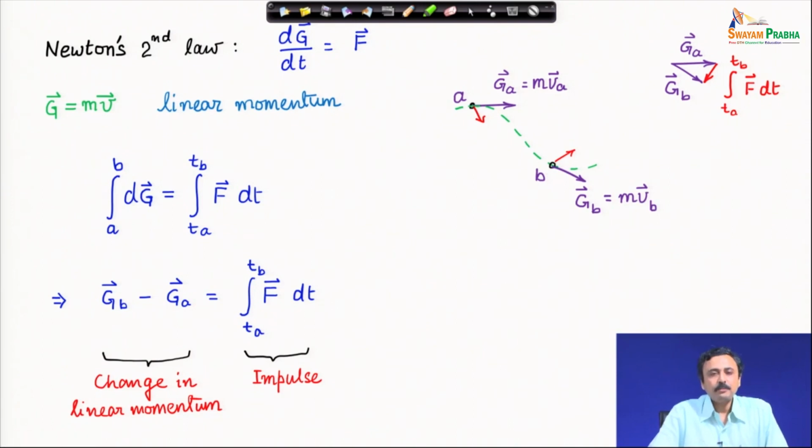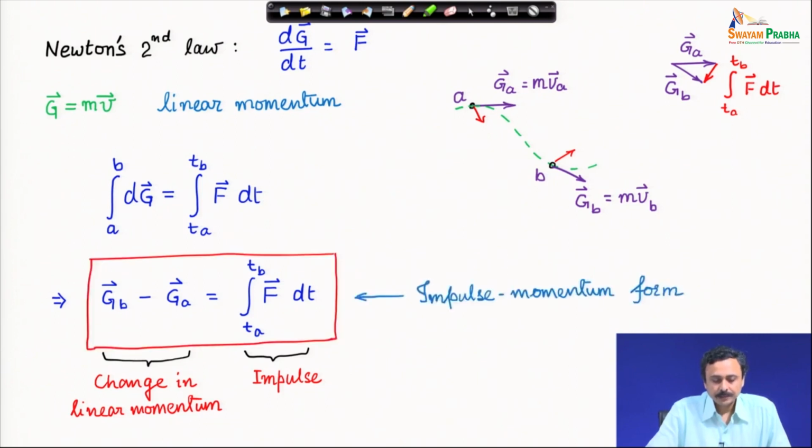The left hand side of this relation is the change in linear momentum, and the right hand side is known as the impulse of the force. This integral of force over time is called the impulse of a force. This is a vector quantity. This relation is known as the impulse momentum form of Newton's second law, or impulse momentum relation.